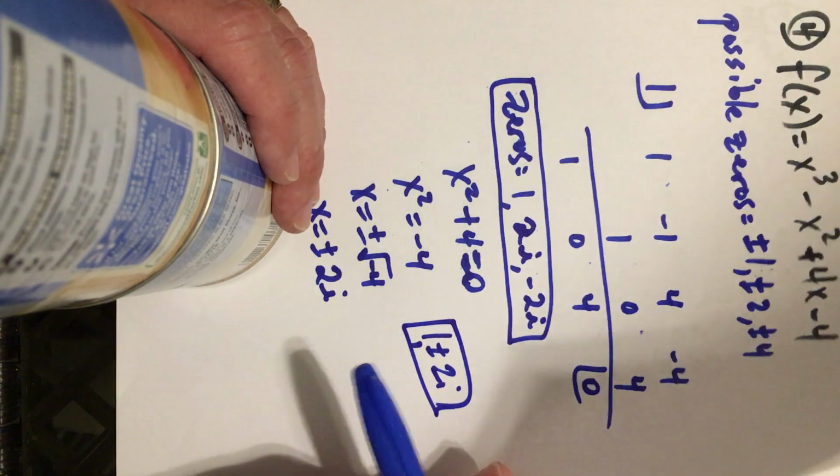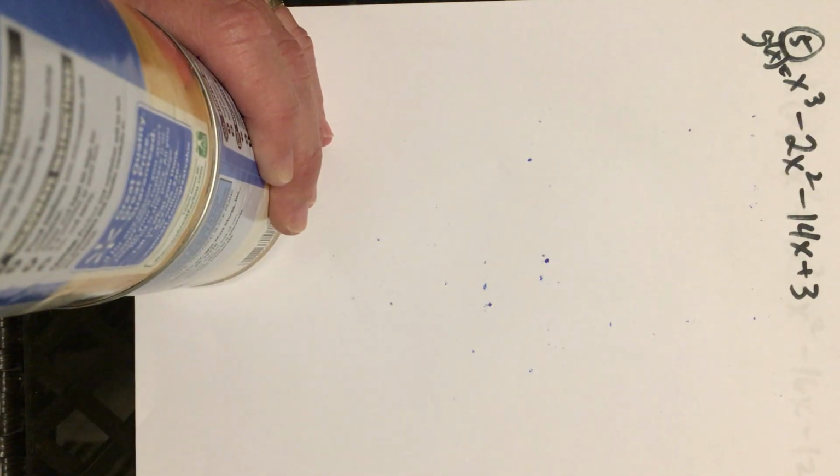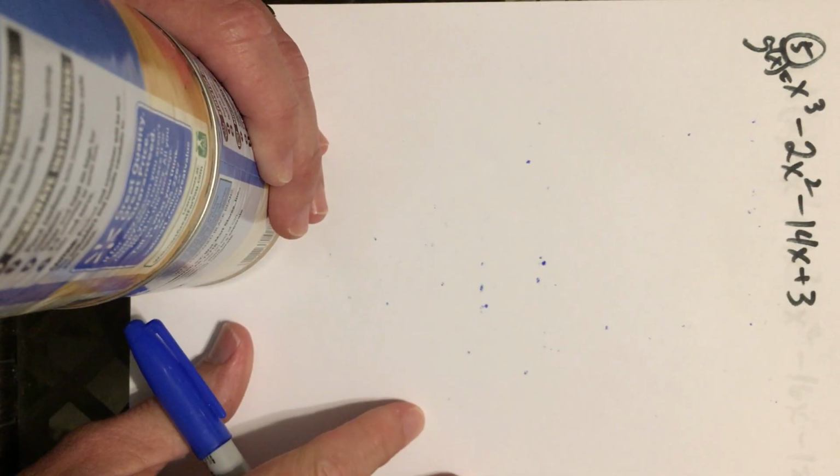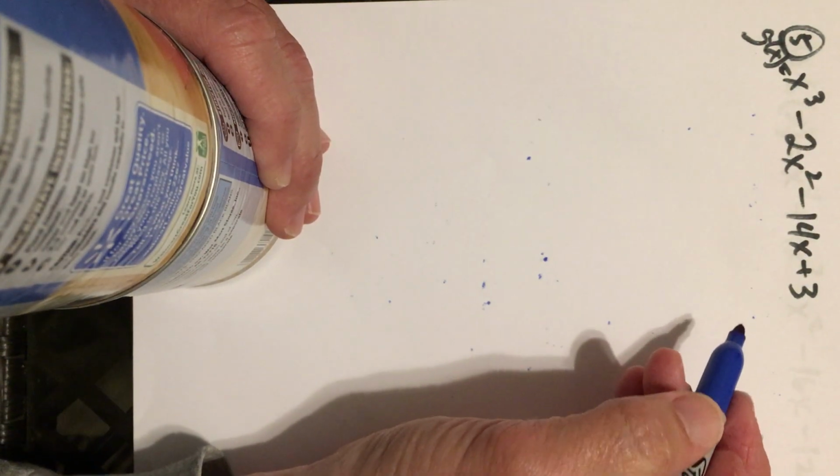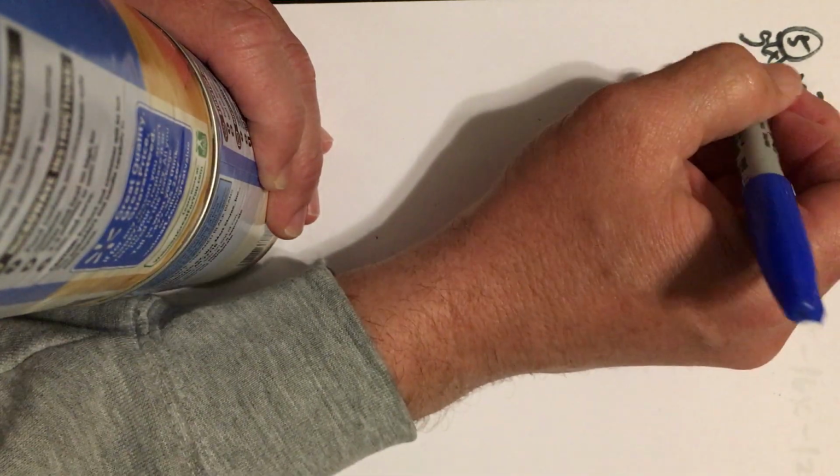Okay? Just because something doesn't factor does not mean you do not have to go find that 0, okay? So here's the next one. The possible zeros.